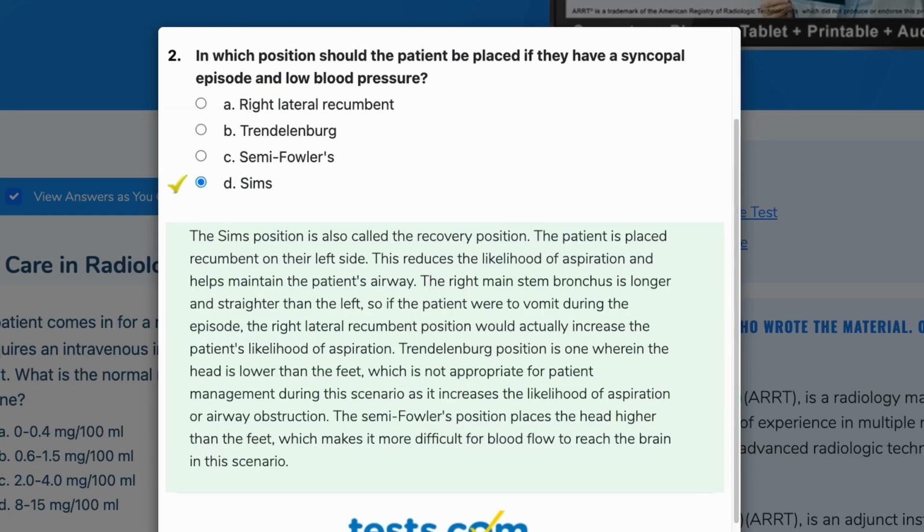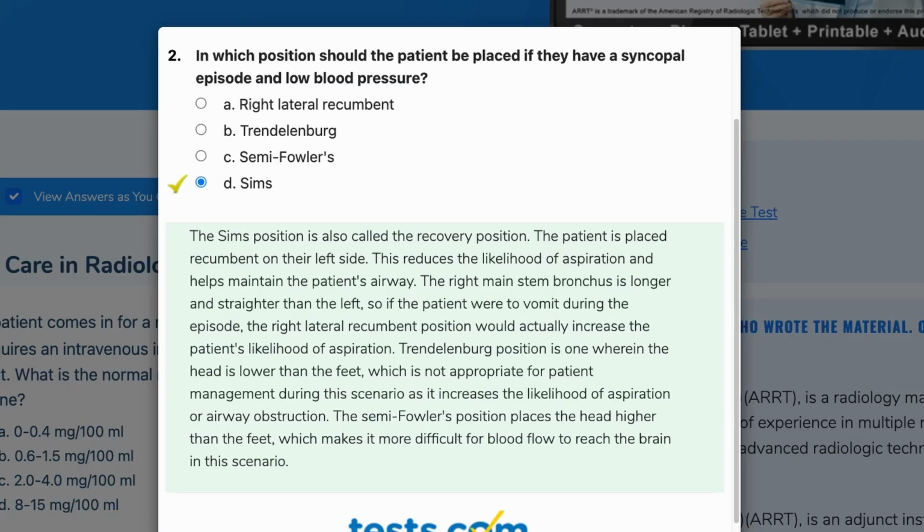D. Sims. The Sims position is also called the recovery position. The patient is placed recumbent on their left side. This reduces the likelihood of aspiration and helps maintain the patient's airway. The right main stem bronchus is longer and straighter than the left, so if the patient were to vomit during the episode, the right lateral recumbent position would actually increase the patient's likelihood of aspiration.